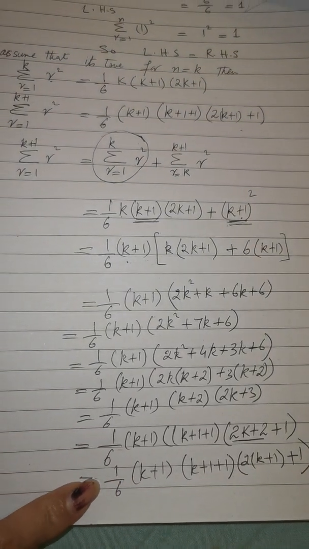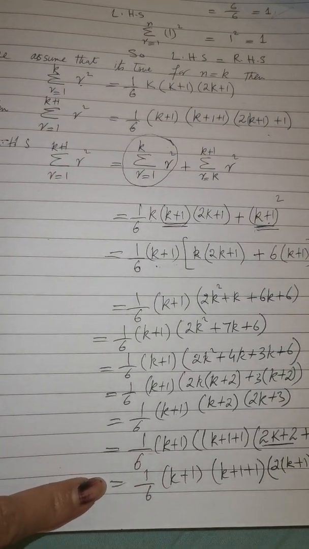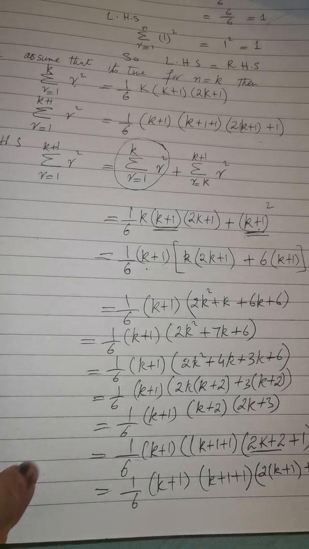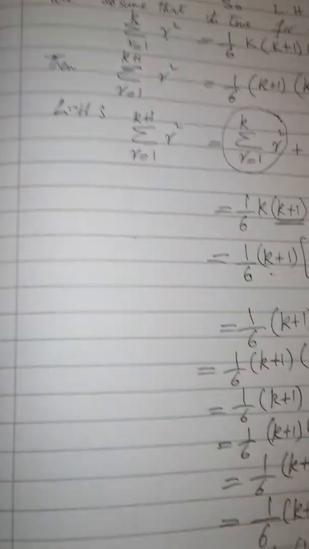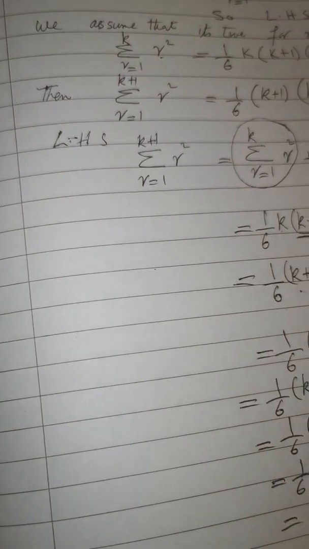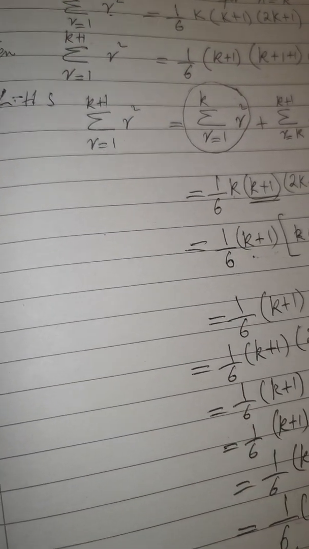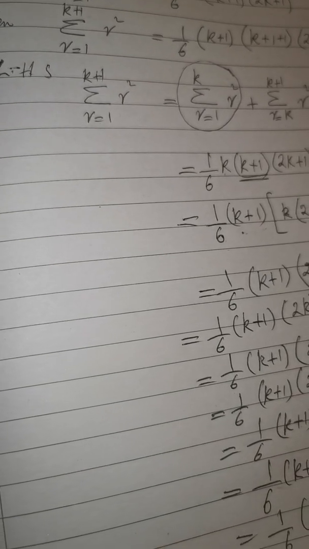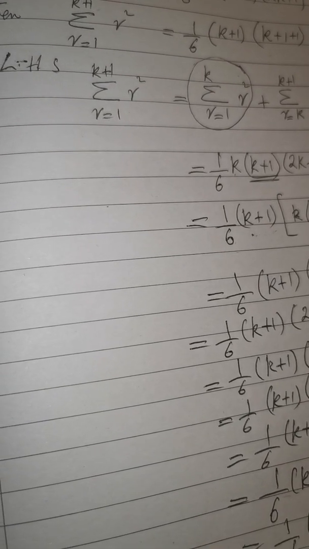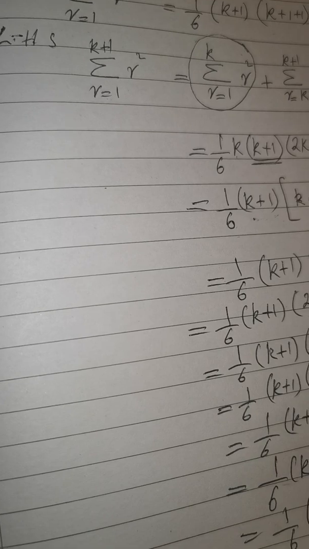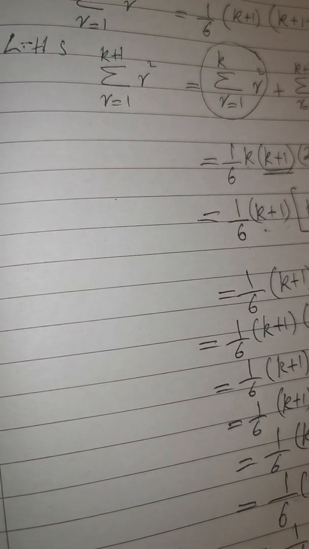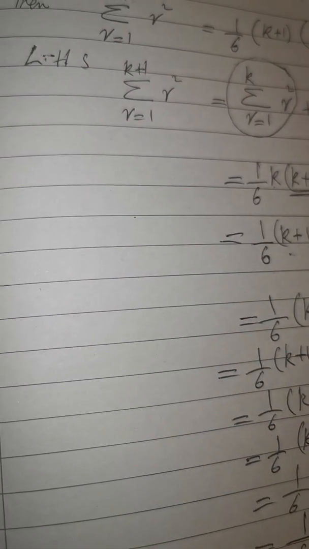So I have proved here that this statement is true for n is equal to k plus 1. So at the end we can write that we have shown that if the statement is true for n is equal to k, then it is true for n is equal to k plus 1. Since we have shown it to be true for n is equal to 1, it must be true for all n greater than or equal to 1.